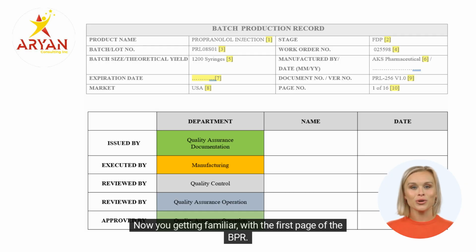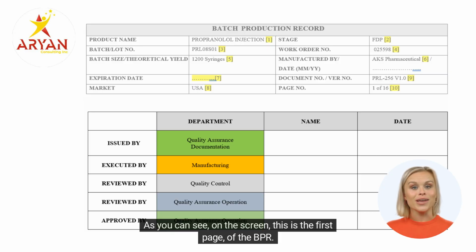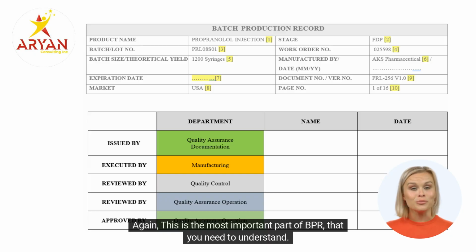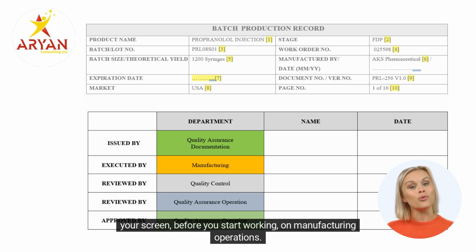Now you are getting familiar with the first page of the BPR. As you can see on the screen, this is the first page of the BPR. You have seen this page in DS training as well. Again, this is the most important part of BPR that you need to understand. You will confirm all these entries on the page that are numbered 1 to 15, highlighted in yellow on your screen, before you start working on manufacturing operations.